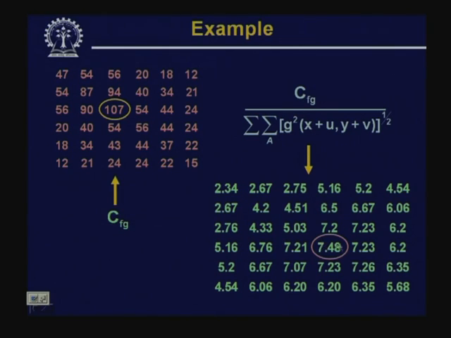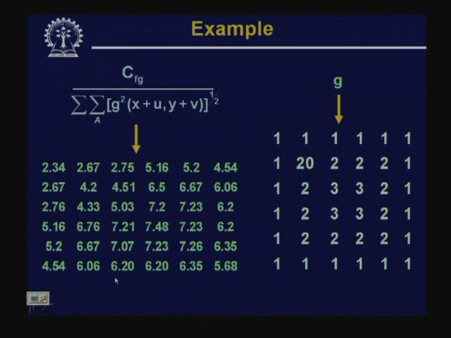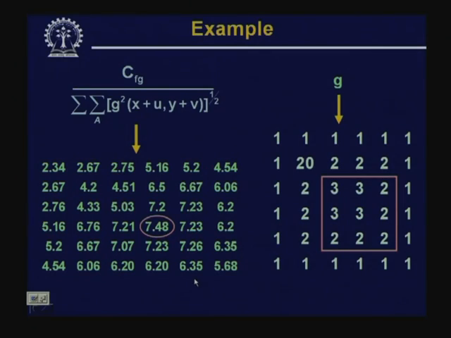So, now let us see, using normalized cross correlation as the similarity measure, what happens to our matching. This is the same normalized cross correlation matrix. The maximum, 7.48, is coming at this location, and for this maximum, the corresponding matched location of the template within the image is given over here, as shown by this red rectangle.